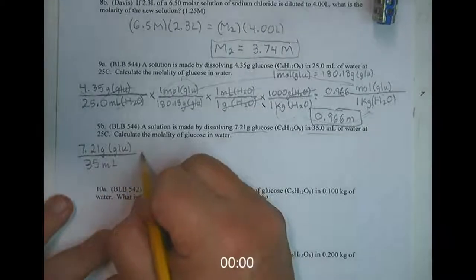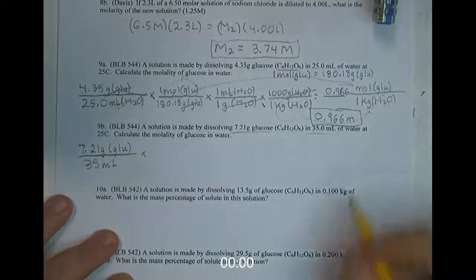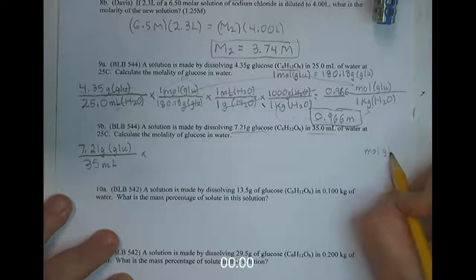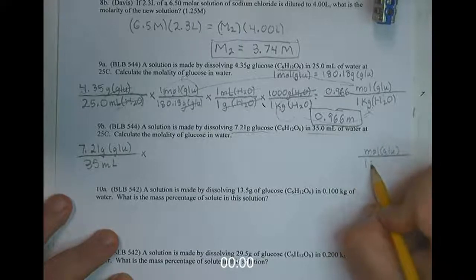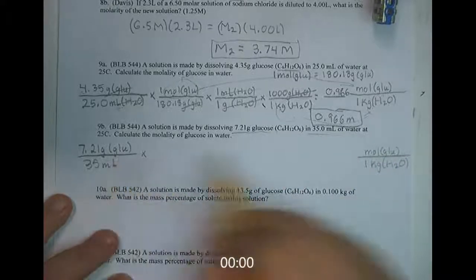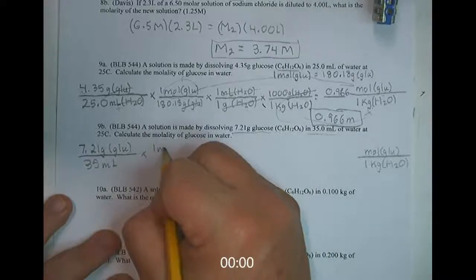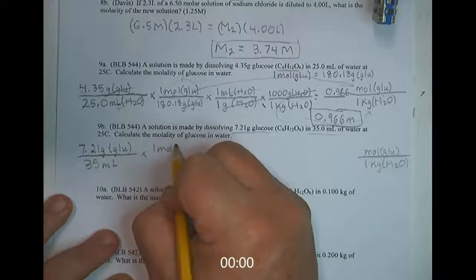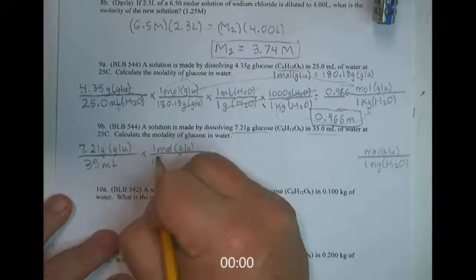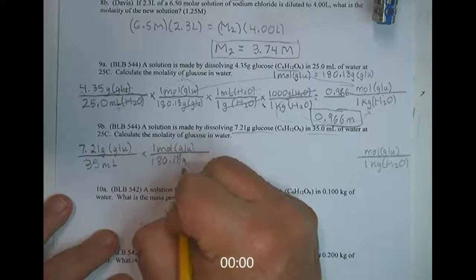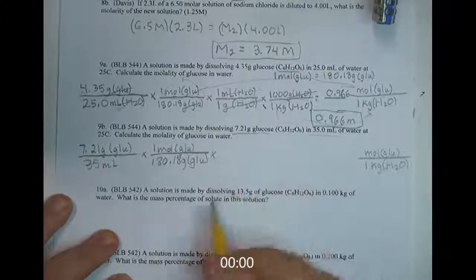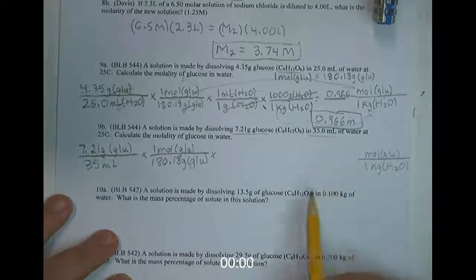Okay, so now again, we know we want to write down what we're shooting for over here. It's moles of glucose for every 1 kilogram of H2O. Grams of glucose to moles of glucose, we know how to do that. We've already computed the molar mass conversion. It's 180.18. So now we've taken care of the numerator.